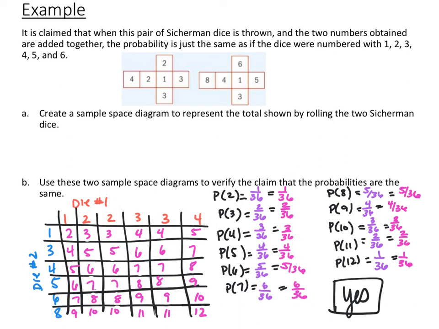And then in pink here is the Cyckerman dice, the sample space for that one. And so again, same thing, I counted. So the probability of 2, there's only 1 out of 36 possibilities. Same thing with 12. For 3, there's 2 out of 36 possibilities. Same thing with 11, and so on and so forth. So all of the probabilities match from both the sample space diagrams. So therefore, yes, the claim is true. The probabilities are all the same whether you add up 2 regular 6-sided dice or these 2 Cyckerman dice.